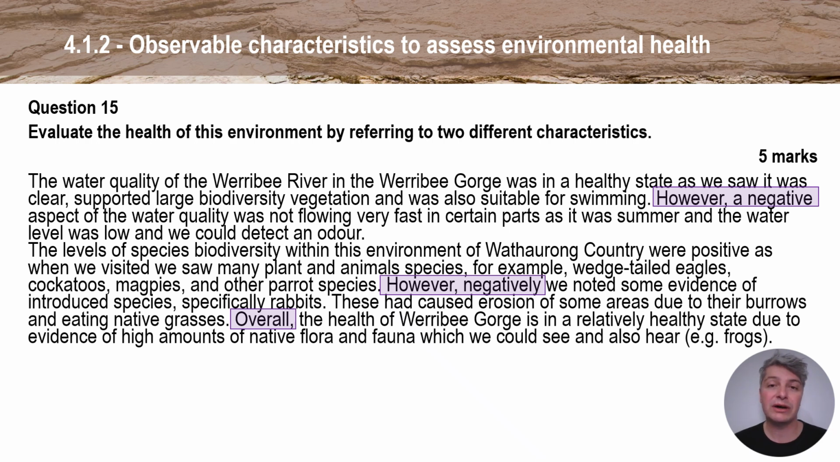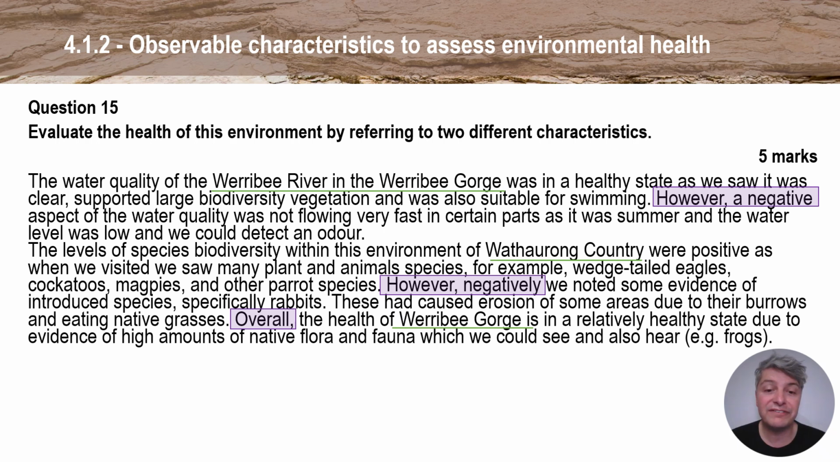I just want to show you how I'm setting up my answer. So you can see the way I've approached this for 5 marks. I'm going to talk about the positives and negatives of the water quality. Then I'm going to go to the levels of species biodiversity, positives and negatives. And then I'm going to make an overall judgment about the health of this environment. And that's how I'm going to get my 5 marks. So I'm going 2 for water quality, 2 for levels of species biodiversity, and then 1 mark for my value-adding overall judgment call.